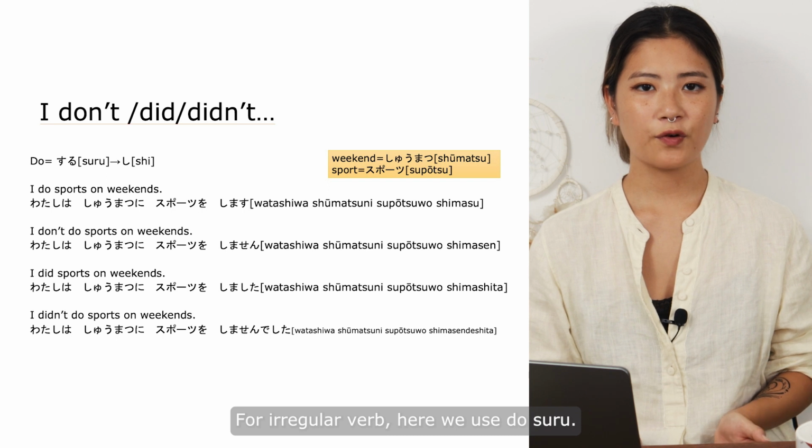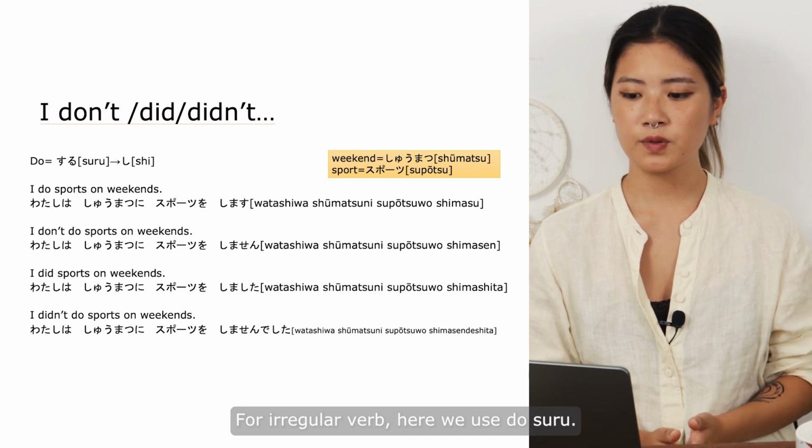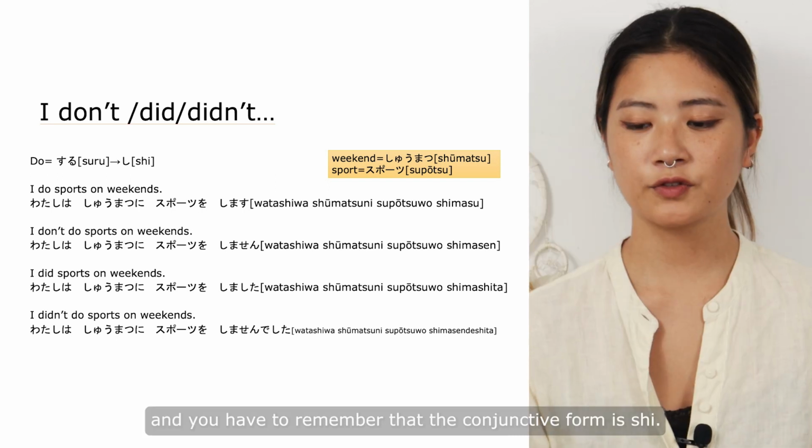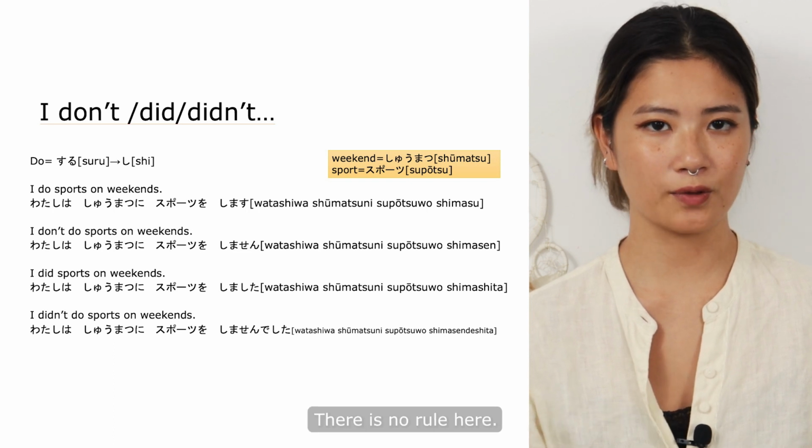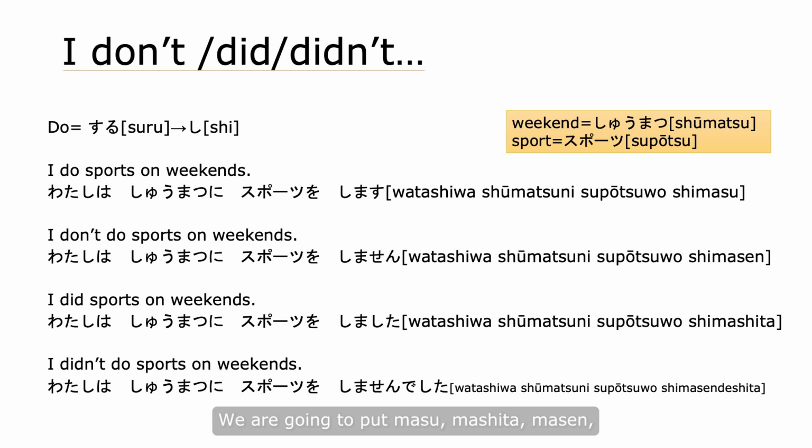Let's also practice with an irregular verb. Here we use do, する. You have to remember that the conjunctive form is し. There is no rule here. We're going to put ます, ません, ました, ませんでした for present polite, present negative polite, past polite, and past negative polite.